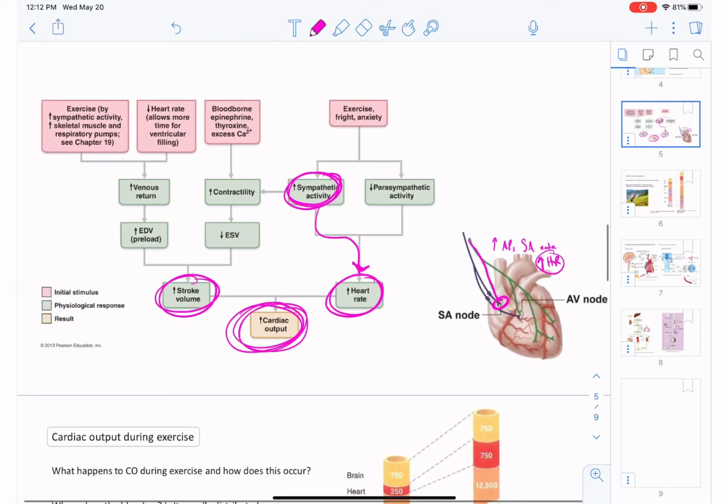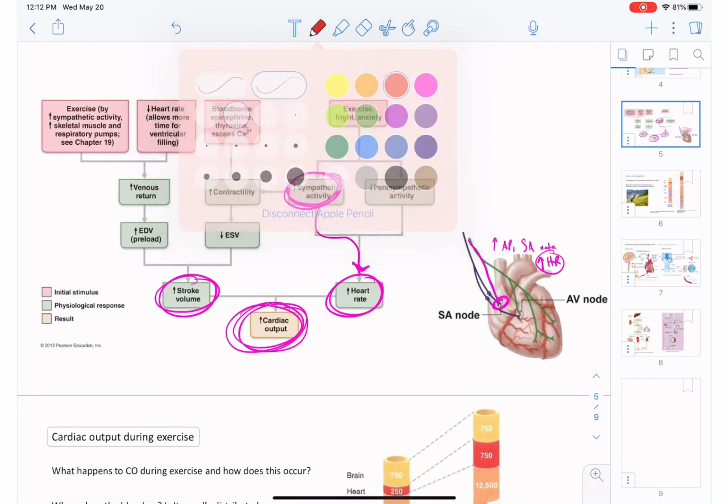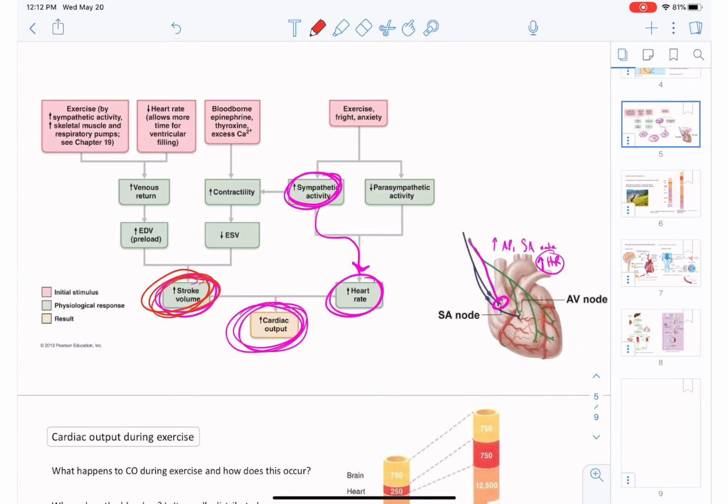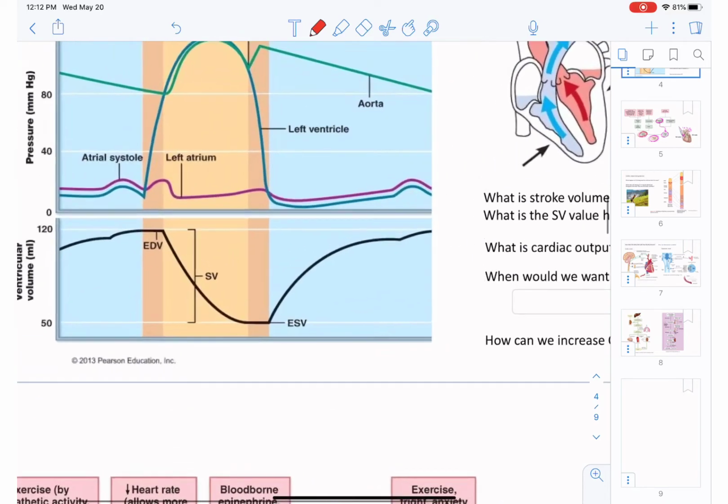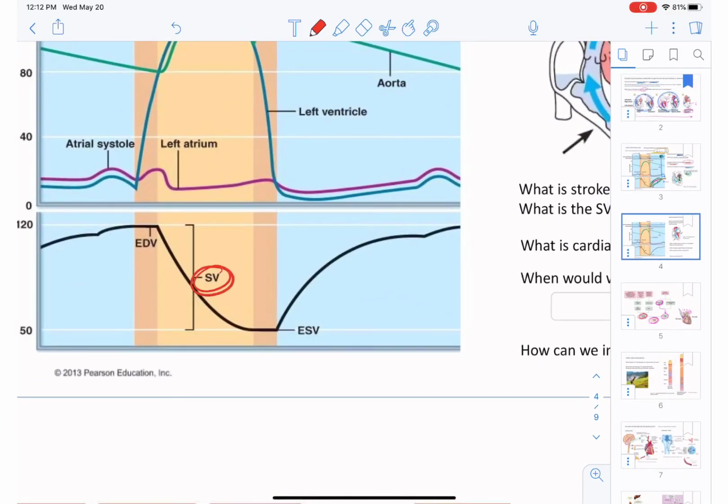Now, another thing that we can do is we can increase stroke volume. And there's two ways to increase stroke volume. Here's our stroke volume. How are we going to do that? Well, we can either increase the amount of blood that returns to the heart, increase the end diastolic volume, or we can decrease the amount of blood that's left in the heart. We can decrease the end systolic volume.